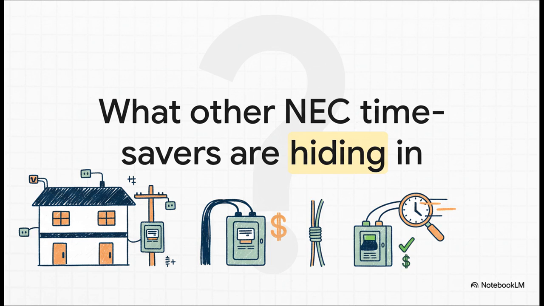You know, uncovering a rule like 220.85 really gets you thinking, doesn't it? It leaves me with one final question for you to chew on. What other powerful, cost-saving rules are just hiding there, in plain sight, inside the pages of the NEC, just waiting for us to discover them?